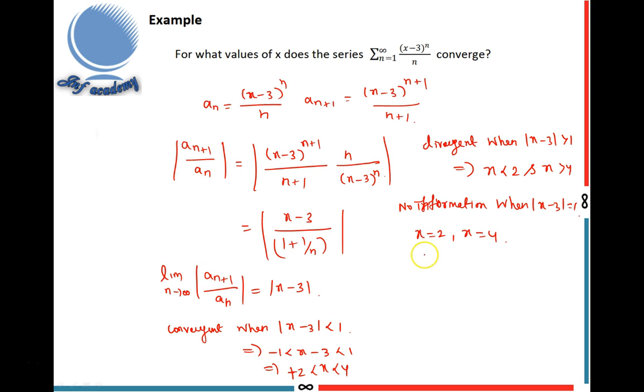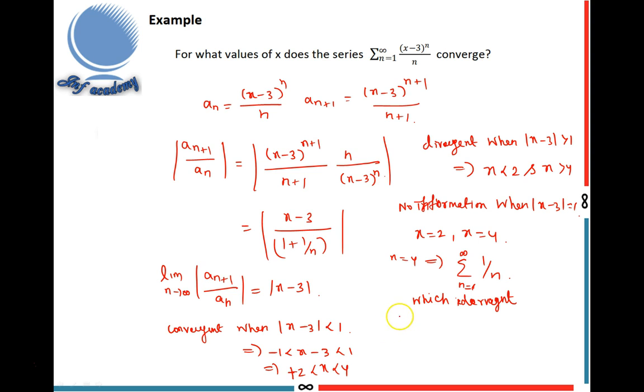So first, put x equal to 4 in the given series. I got sigma n equal to 1 to infinity of (4 minus 3) to the power n by n, that is 1 by n. It becomes the harmonic series, or the p-series with p equal to 1. The harmonic series is always divergent. So it is divergent when x equal to 4.